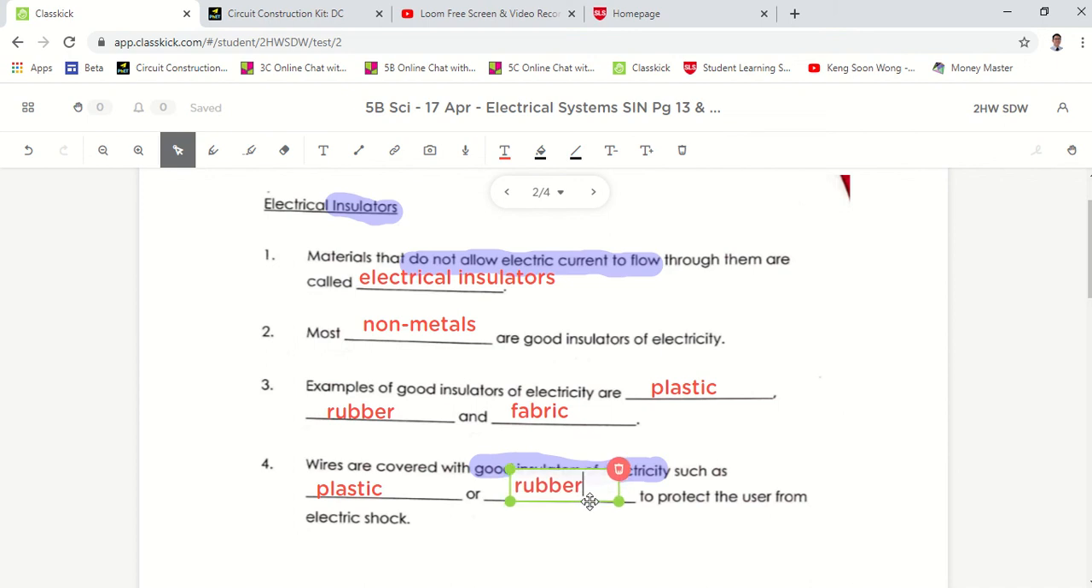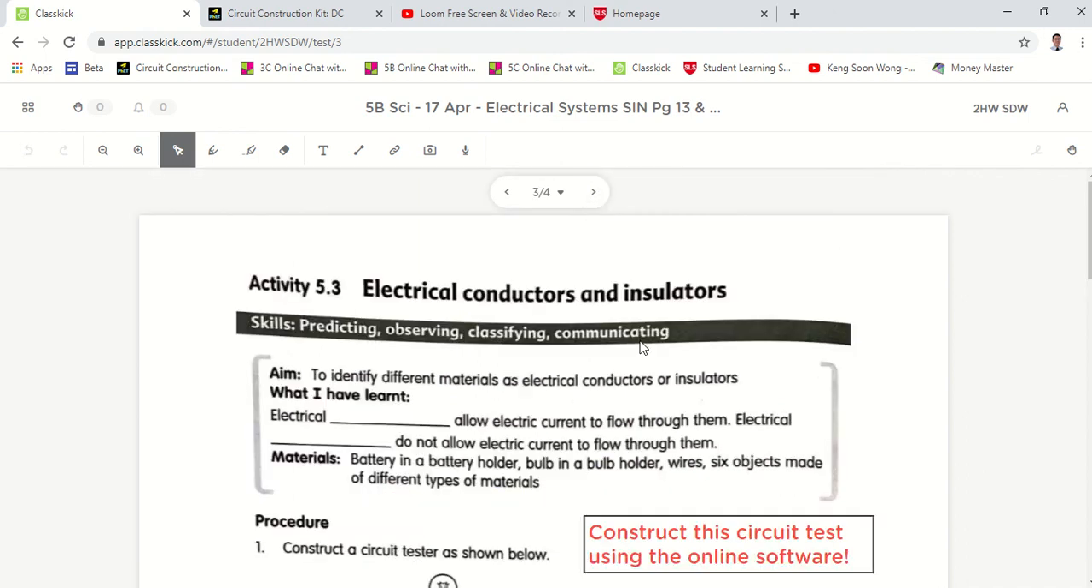So quite simple. This is what is happening with the things around us. This is for the activity, SIN pages 13 and 14. Now we go over to the activity 5.3, electrical conductors and insulators, which is this one.